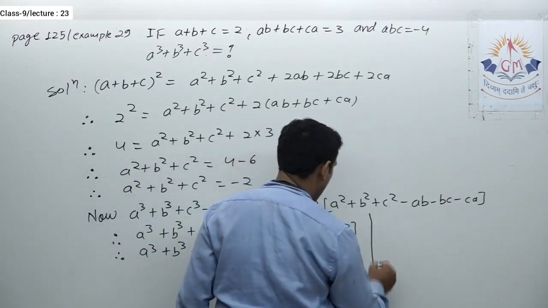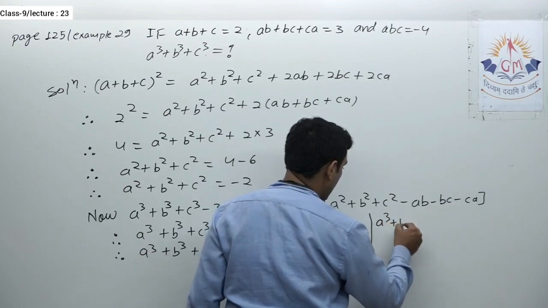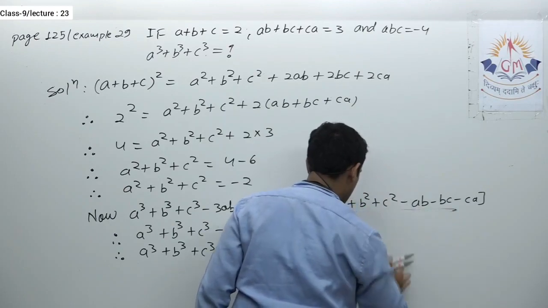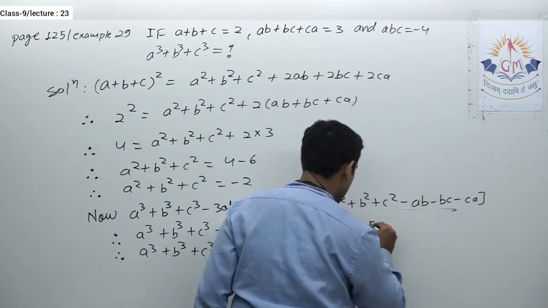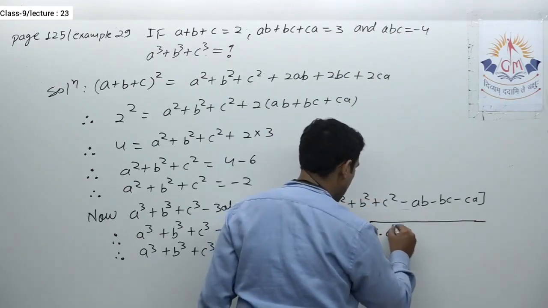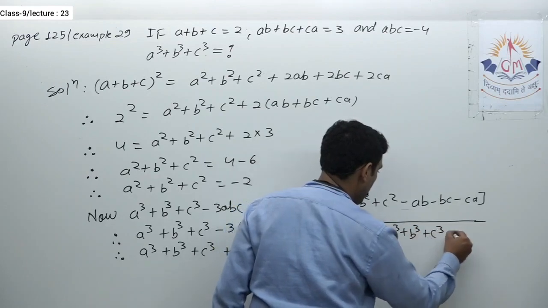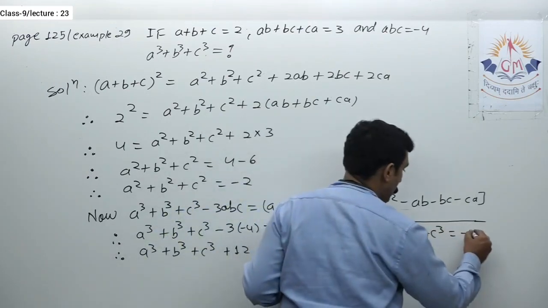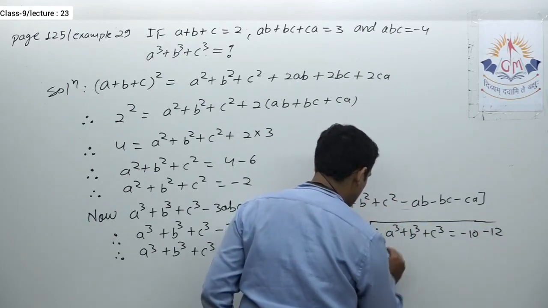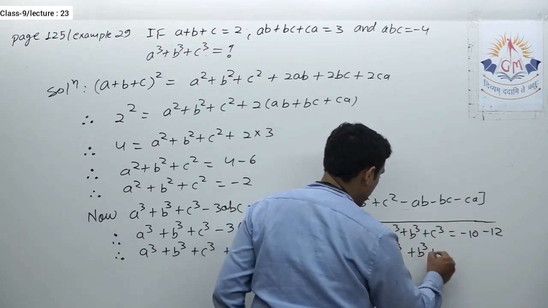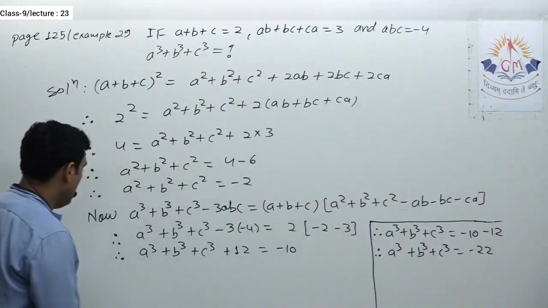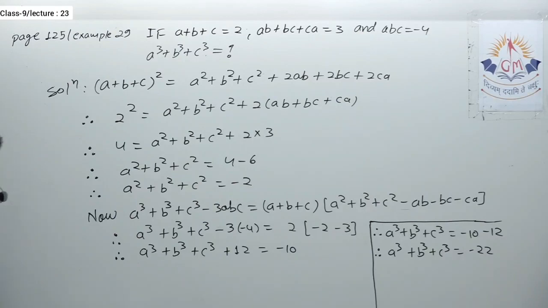So here I do get my final answer. Therefore a cube plus b cube plus c cube is equal to minus 10 minus 12. So ultimately I will get a cube plus b cube plus c cube is equal to minus 22. So this is my final answer. I hope this is clear to you. So please note it down.